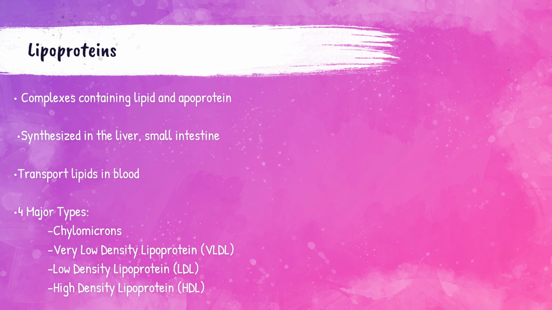Lipoproteins are formed from lipids and apoproteins. They are produced in the liver and the small intestine and function to transport lipids within the bloodstream. So there are 4 major types of lipoproteins, and these are chylomicrons, very low density lipoproteins, low density lipoproteins, and high density lipoproteins. And you see here, these have their abbreviations. So VLDL is very low density lipoprotein, LDL is low density lipoprotein, and HDL is, you guessed it, high density lipoprotein.